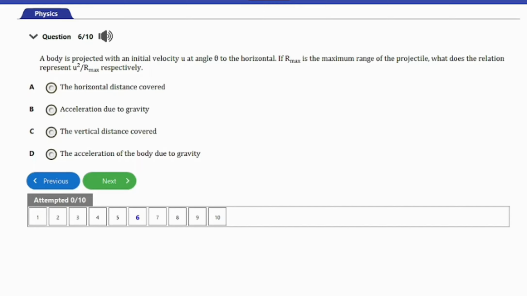So if maximum range is u squared over g, then g is equal to u squared over the maximum range. So which is this expression here? So the acceleration due to gravity is actually u squared over the maximum range. So that's it for this question. Option B is the answer to this question. Option D here is the answer to this question, and that's the acceleration of the body due to gravity. So let's go ahead and consider the next question, guys.